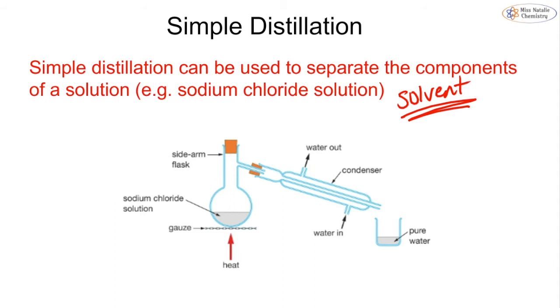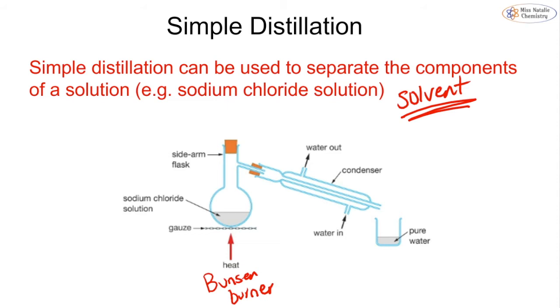The way that we set up simple distillation is we have a round bottom flask filled with our sodium chloride solution, and it would be placed on, again, some sort of gauze or holder that has a heat source, typically a Bunsen burner.